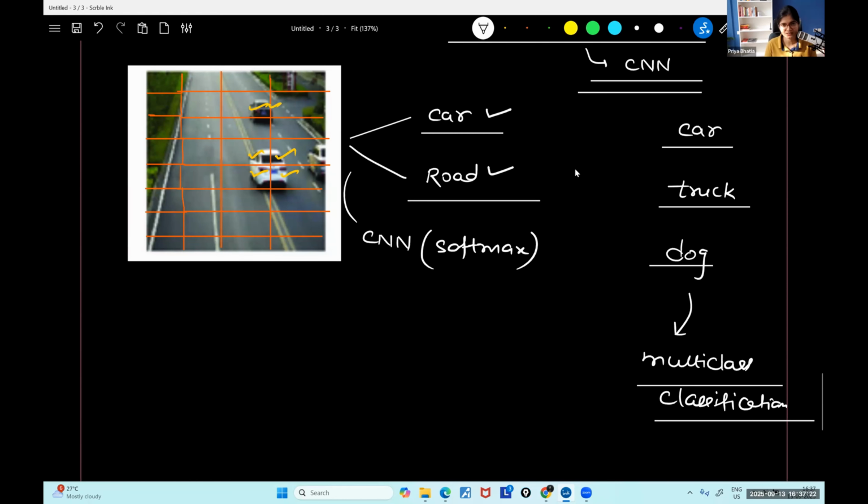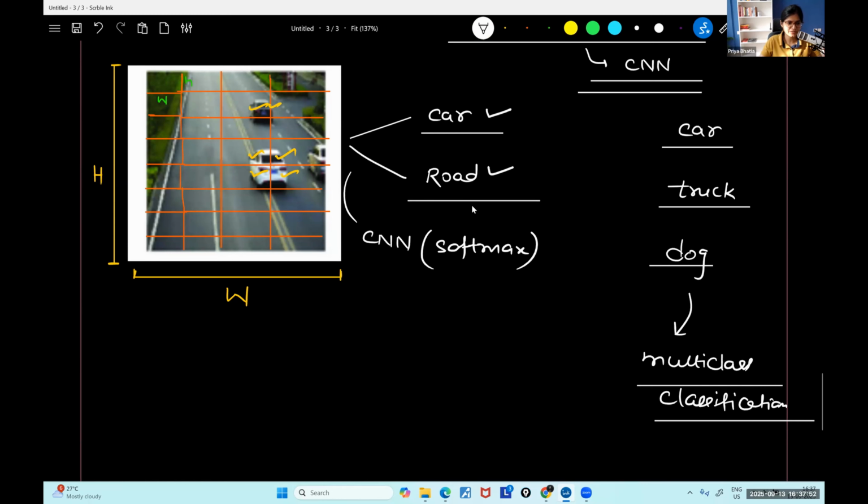But what is the issue with this specific approach? Let's say the input image size, width and height, is capital W and capital H. And let's suppose the smaller rectangular part which you are trying to create is small w and small h.